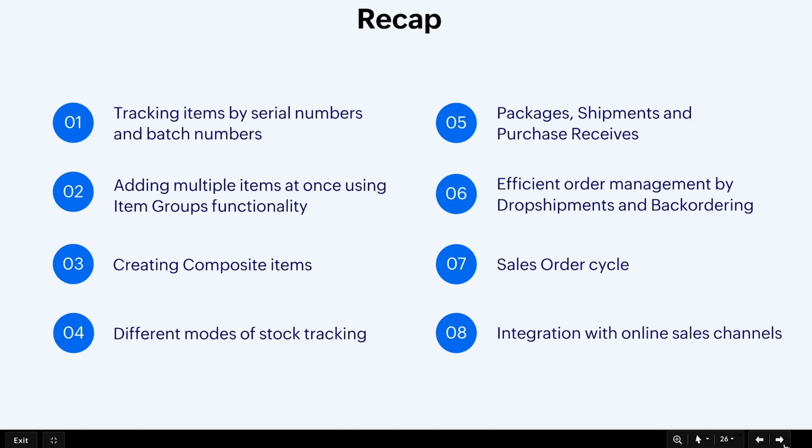We discussed back ordering and drop shipments and how to effectively utilize them to manage orders. We saw how the entire sales process can be easily automated using the sales order cycle. Finally, we saw how to integrate sales channels to Zoho Books to keep an eye on the stock levels in one place. All these functionalities are available from the Elite plan of Zoho Books.